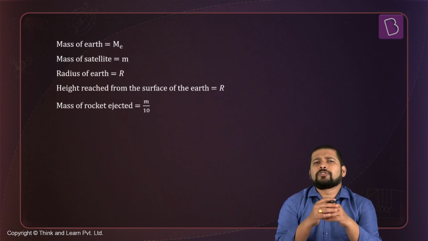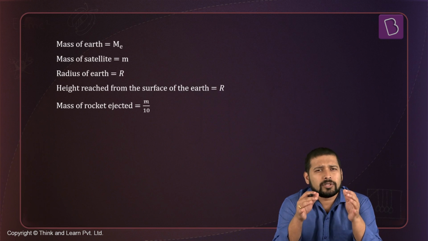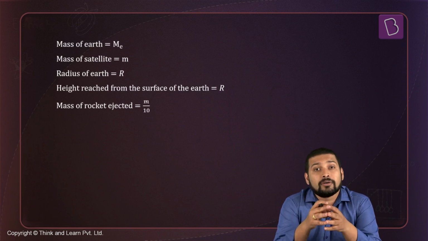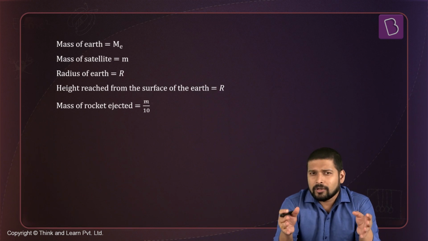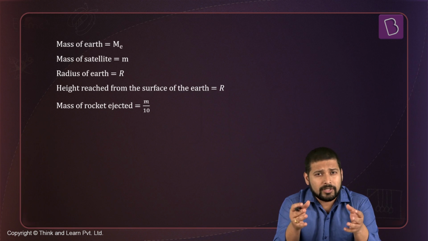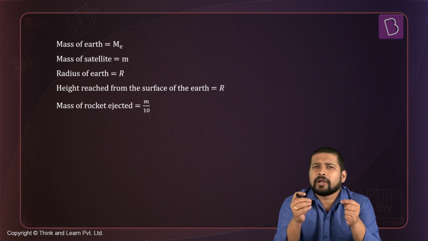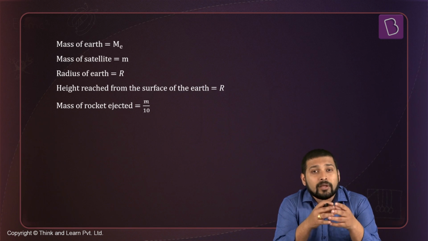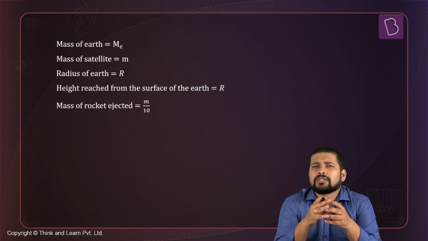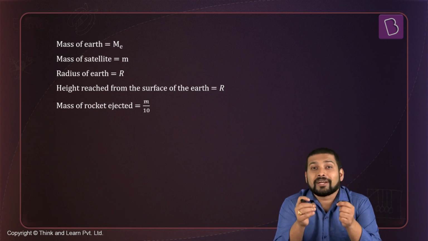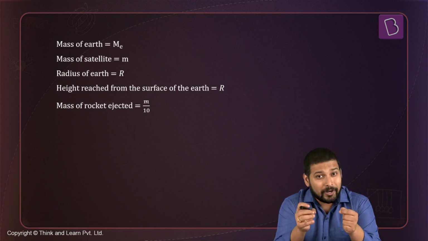In this problem, it was told that on the surface of the Earth there is a satellite, and this satellite is launched in a vertically upward direction. Once it reaches a height equal to the radius of the Earth, then a rocket is fired off. The mass of this rocket is m/10, and this satellite starts orbiting the Earth. We have to find the kinetic energy of this rocket.